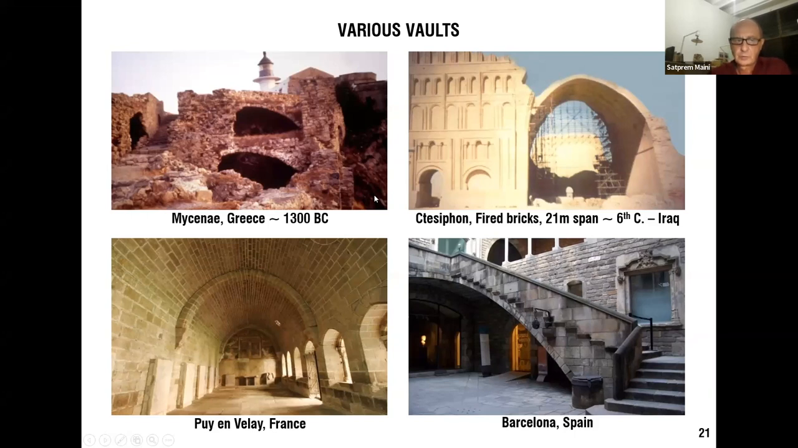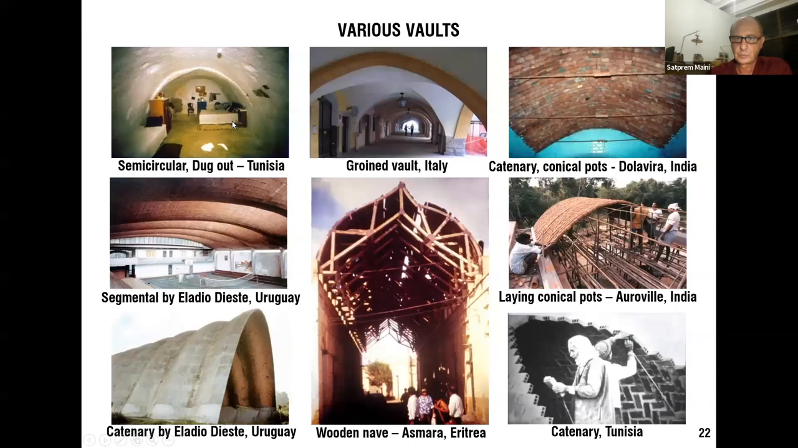And different types of vaults. This is dugout. When you dig something in the ground, you always create a shape of a vault. So this is again Uruguay. Reinforced masonry system. You can see the scale of the vault. This is the height of a man. So you have maybe 1.70 meters for the height of the man.